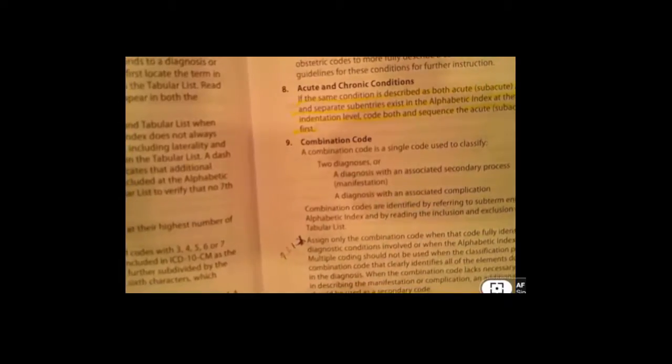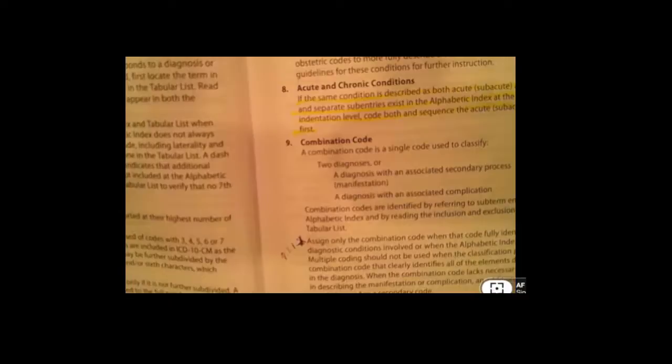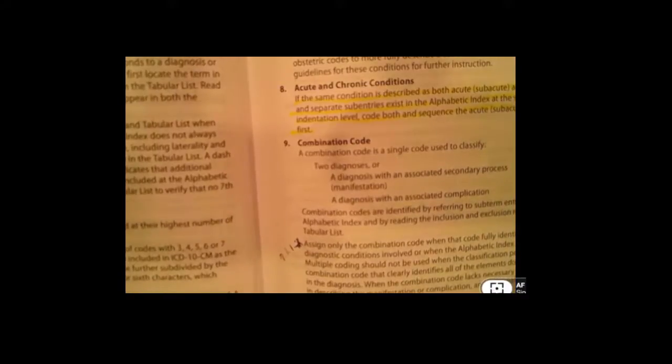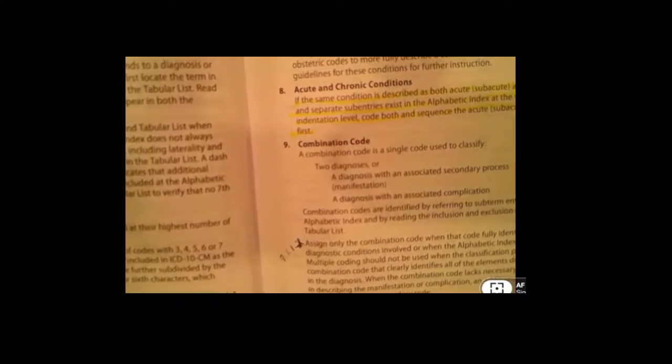So my suggestion is, before you start completing your exercise, that you read through the guidelines for a specific chapter, then look at your exercises, and after you have selected the codes, go back to the guidelines just to make sure you're not missing anything before you assign that final code.